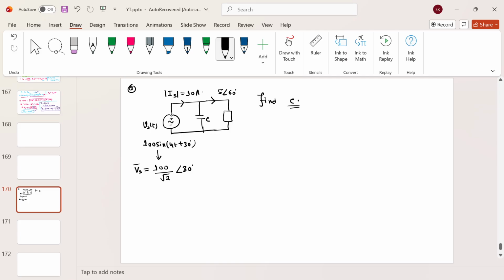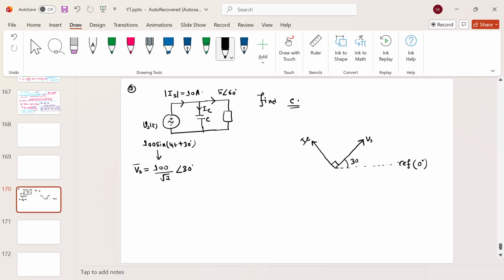If you see the phasor diagram of this entire circuit, let me call this my reference axis. The reference axis is located at 0 degrees, parallel to the x-axis, and the source voltage is leading by 30 degrees. This is my Vs, and this angle is 30 degrees. The current flowing through the capacitor, let's say it is IC, will lead Vs by 90 degrees. So 90 degrees means like this. This is your IC.